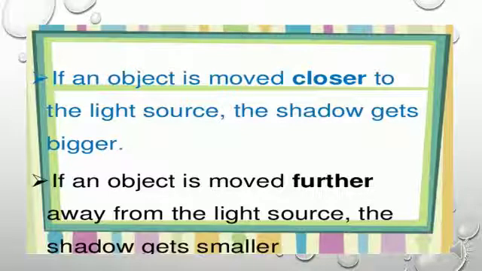Students, if an object is moved closer to the light source, the shadow gets bigger. If an object is moved further away from the light source, the shadow gets smaller. It means that at different times of the day, your shadow will be different because of the position of the sun. Your shadow is small at noon because the sun is above you. In the morning and evening, your shadow will be tall.